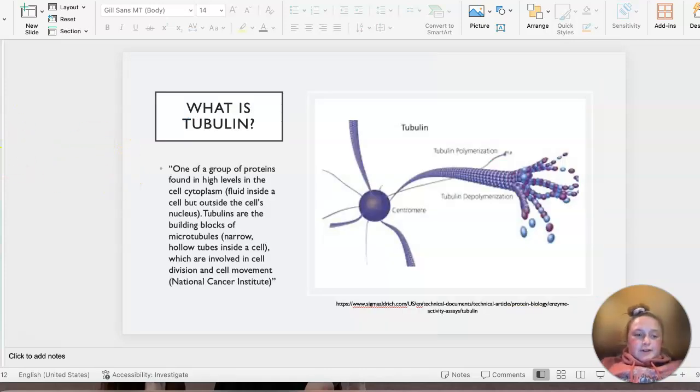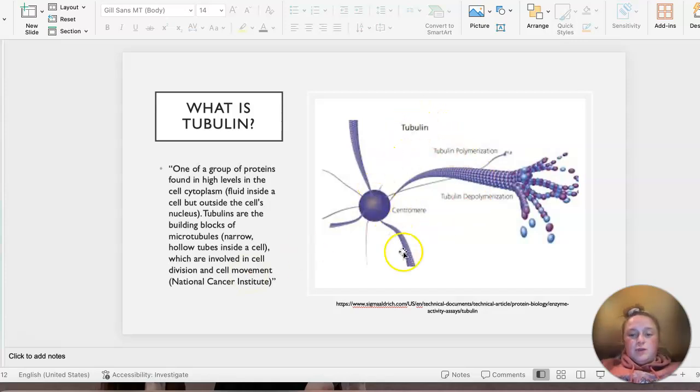Now that we know what cancer is, let's talk about tubulin. In a quote taken directly from the National Cancer Institute, tubulin is one of a group of proteins found in high levels in the cell's cytoplasm, which is the fluid inside a cell but outside the cell's nucleus. Tubulins are one of the building blocks for microtubules, which are narrow, hollow tubes inside of a cell, which are involved in cell division and cell movement.